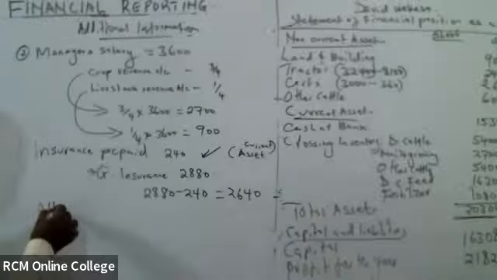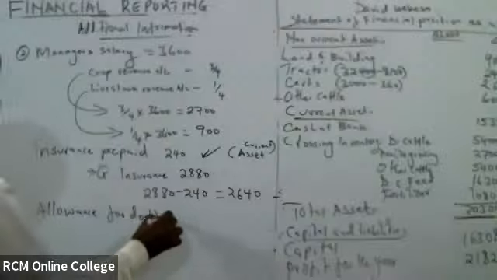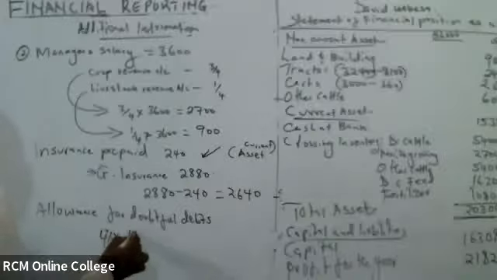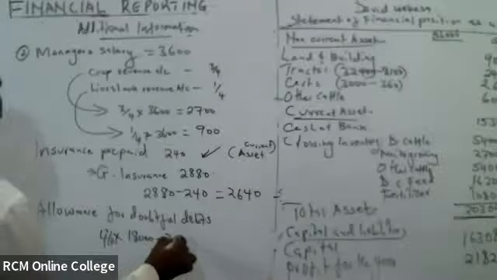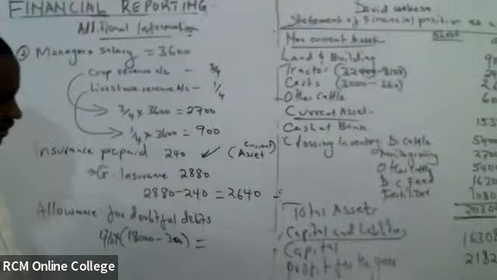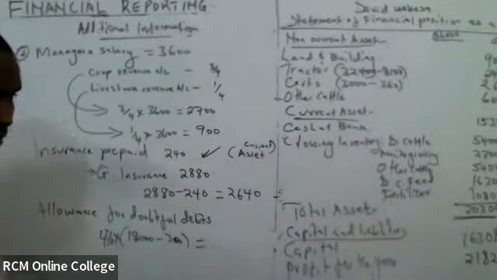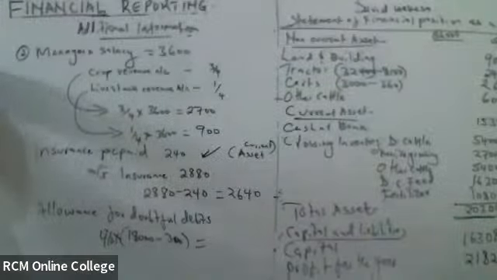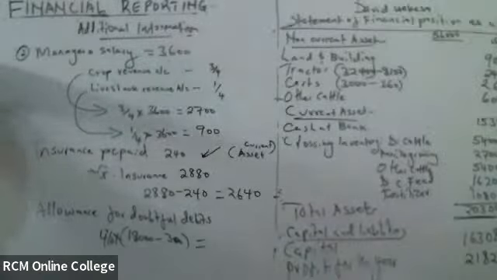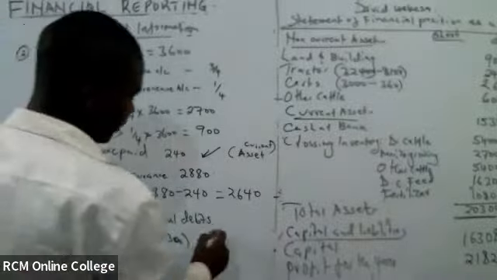Now, if I want to get the allowance for doubtful debt, am I going to take 4% times 18,000 minus 300, or the other way? Which is correct? The other way is 4% of 18,000. Yes, after deducting this one. So how much will it be? What will be our allowance for doubtful debt? 4% of 15,000. Yes, 708.